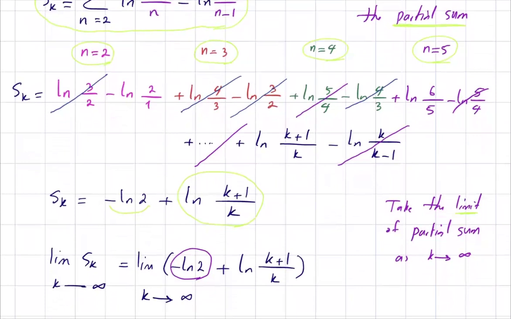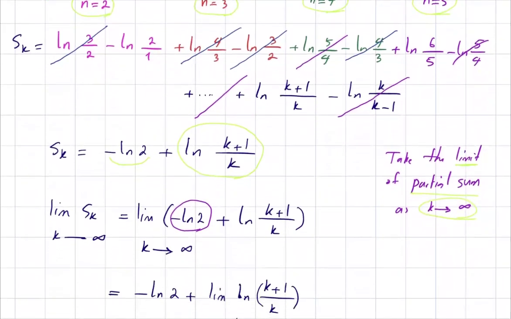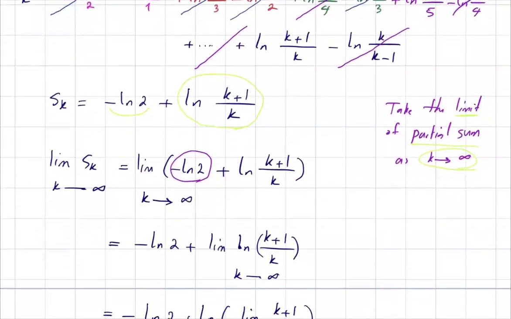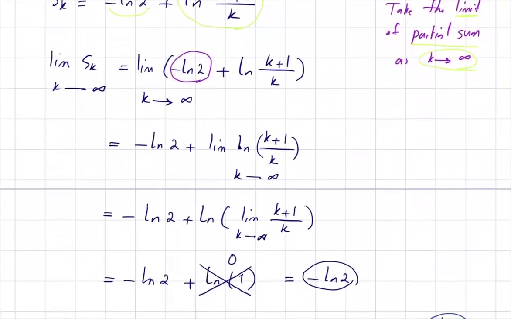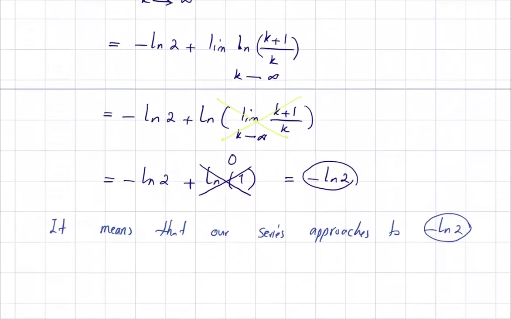Now take the limit of the partial sum as k goes to infinity. The limit of s sub k, k goes to infinity, is the limit of negative ln of 2 plus the limit of ln of k plus 1 divided by k. But as you saw, this limit is just 0. The limit is 1, so the limit of ln is just 0, and you end up with negative ln of 2. So it means that our series approaches negative ln of 2.